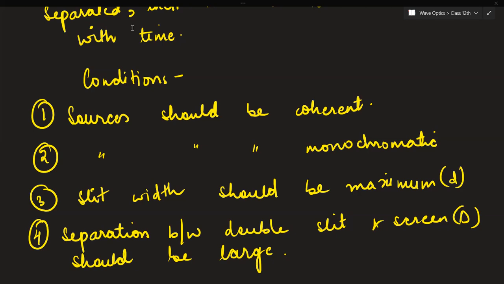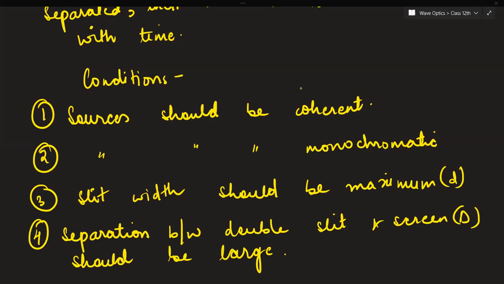Okay. So four conditions are there. Coherent sources are sources that emit waves which have the same wavelength and frequency, and with a constant phase difference. So sustained interference is only possible by sources that are coherent and monochromatic, meaning emitting light of a single color. Slit width should be maximum, meaning the small d separation between both the slits that we take.